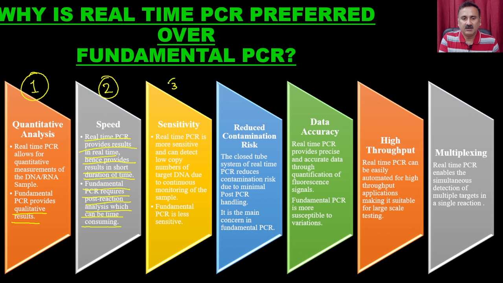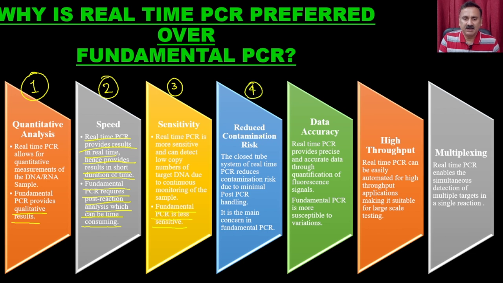Number three, real-time PCR is more sensitive. Real-time PCR is more sensitive and can detect a low copy number of target DNA due to the continuous monitoring of the sample. Conventional PCR is less sensitive because it is only going to give you the end product.